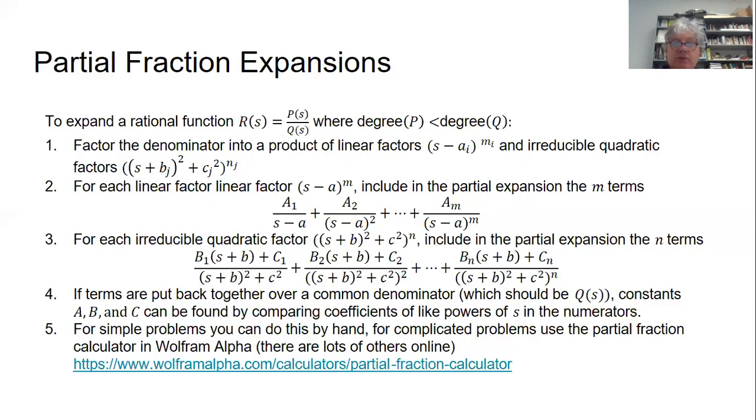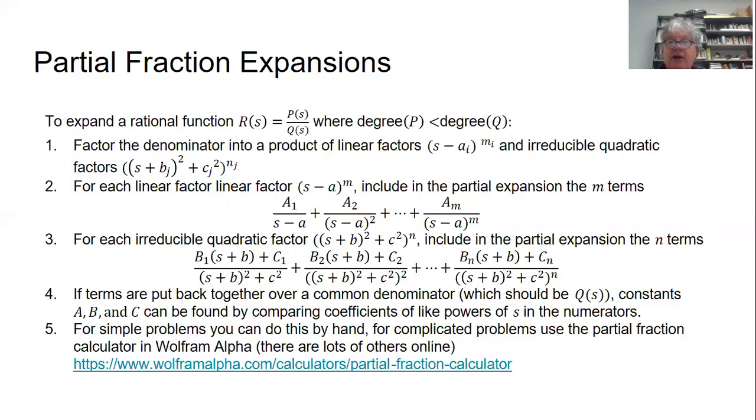And for each irreducible quadratic factor, the irreducible factor to the power n, you're going to get n terms, right? Since it's order 2, in each term you're going to get 2 unknowns, 2 degrees of freedom. Some people like to write it as b1 times s plus c1. I prefer to do it that way because then it's already in the form to use. You might remember this from when you did integration, because if you write it in this form, it's all ready for the substitution.